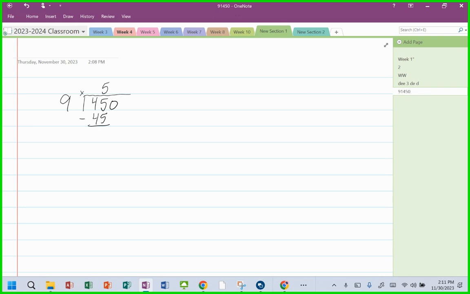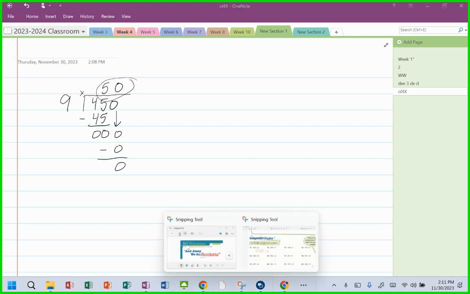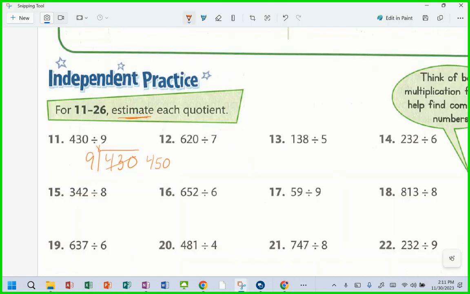Now we subtract. We bring down. 0 divided by 9 is 0. Now we multiply 0 times 9 is 0. Subtract it. We get a remainder of 0. And your answer is 50. Roughly 50 times. About 50. So this is about 50 times that will divide out.